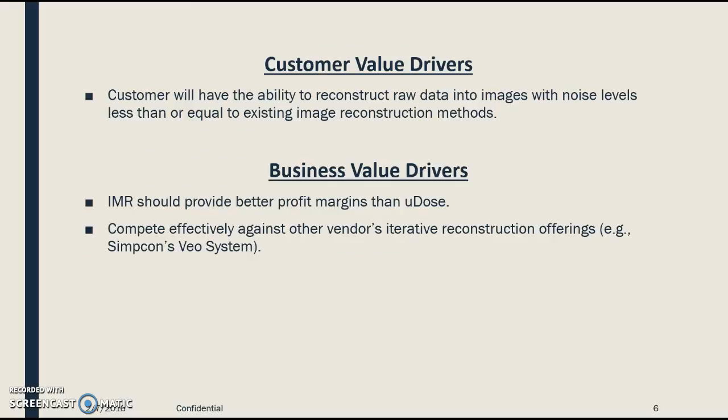The primary customer value driver from IMR is that customer will have the ability to reconstruct raw data into images with noise levels less than or equal to existing image reconstruction methods. There are multiple business value drivers for this project. The key business driver is that IMR should provide better profit margins than the UDOS technique which we are currently using. The second business driver is that it should compete effectively against other vendors' iterative reconstruction offerings. For example, Simpkins VO system.